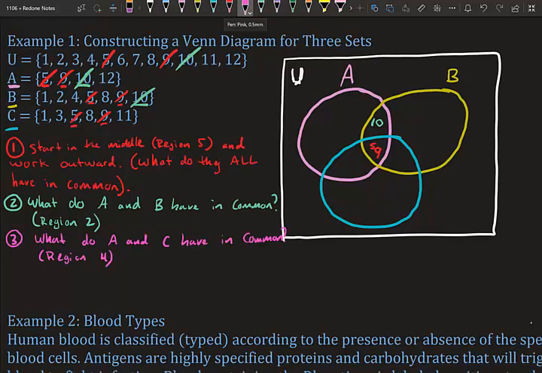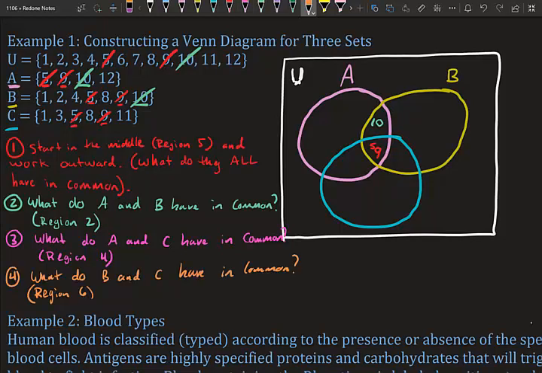Step 3, what do A and C have in common? That's region 4. Looking at A and C, all we have left with A is 12. C does not have 12, so they have nothing in common, so we move on. All right, next thing we're going to ask ourselves is, what do B and C have in common? And that is also region 6.